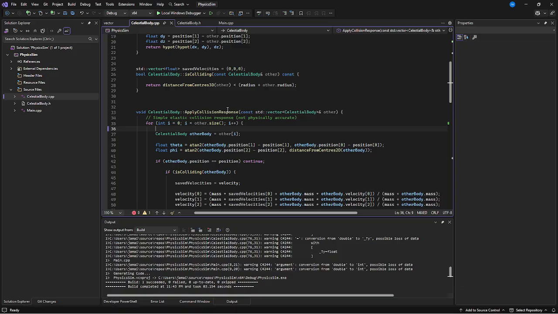Is my gravity with this one okay? Yep. Is my collision with this one okay? Yep. That's basically what this for loop is doing.